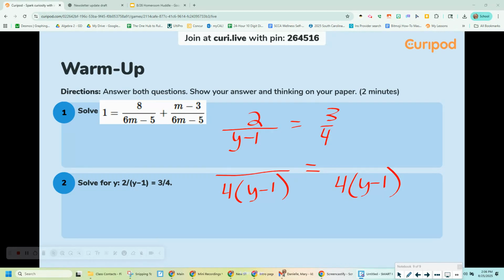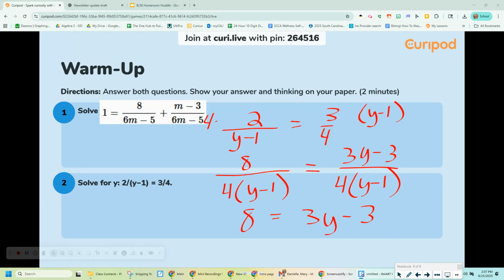So what did I have to multiply the left side by to get 4 times y minus 1? I had to multiply it by 4. So I have to do that to the numerator. That's going to give me 8. On the right side, I had to multiply it by y minus 1. So that's going to give me 3y minus 3. Now I can drop the denominator, just leave me with the numerators to solve for y.